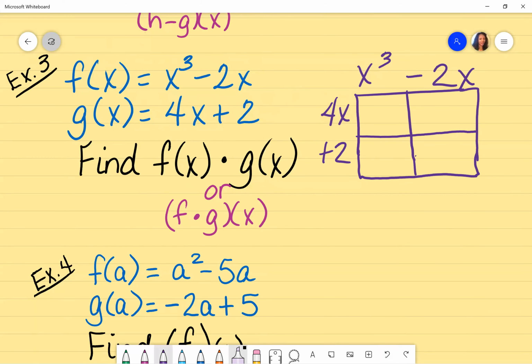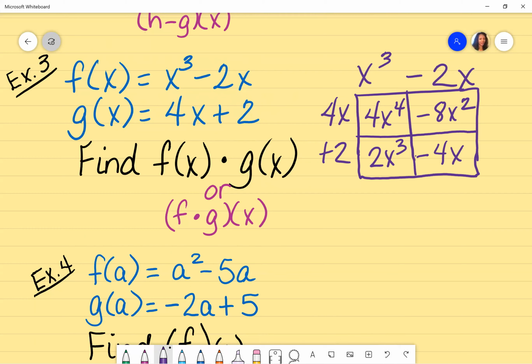So for the first one, I have 4x times x cubed, which is 4x to the 4th. The next one is 4x times negative 2x, which is negative 8x squared. And then I go to the second row, 2 times x cubed, which is 2x cubed. And finally, 2 times negative 2x, which is negative 4x.